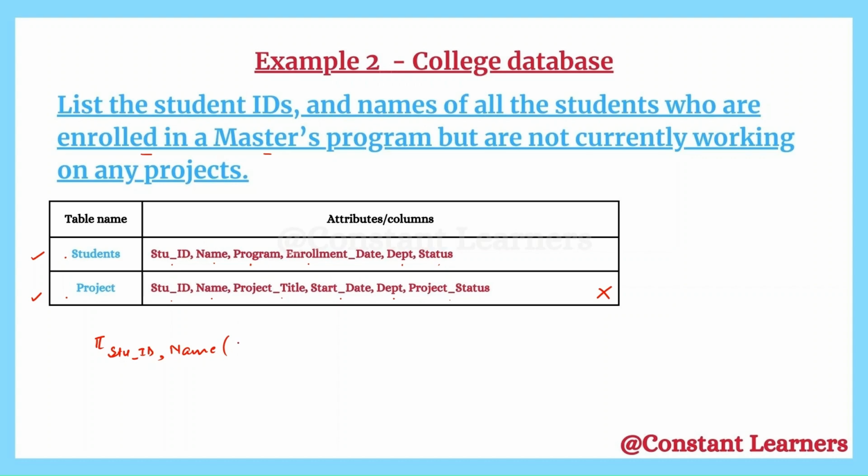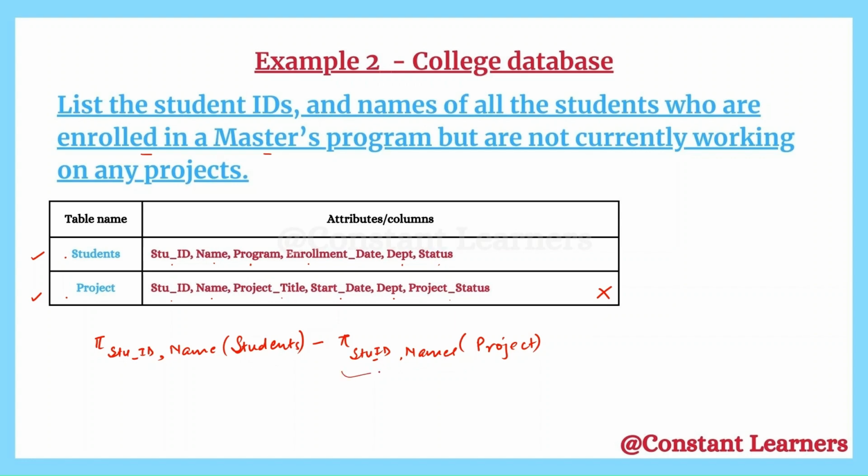So these two columns are from the students table, but we need to remove the students who are working on the project. So we are going to use the set difference, and again we are going to remove the student IDs as well as the names of all the students who are working on some kind of project. All right. So this query will give us the student ID and the names of all the students who have enrolled in the master's program but are not working on any project.